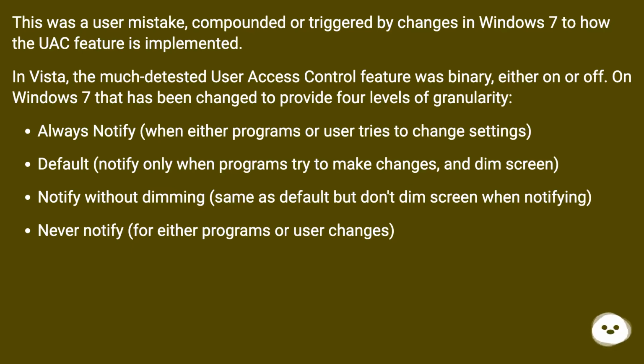Always notify, when either programs or user tries to change settings. Default, notify only when programs try to make changes, and dim screen. Notify without dimming, same as default, but don't dim screen when notifying. Never notify, for either programs or user changes.